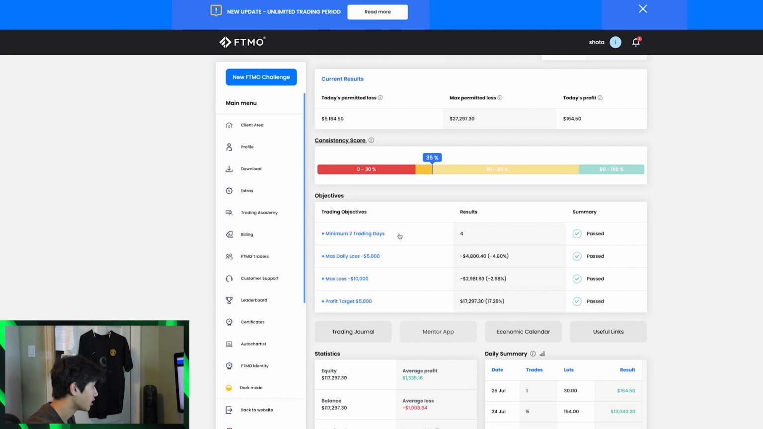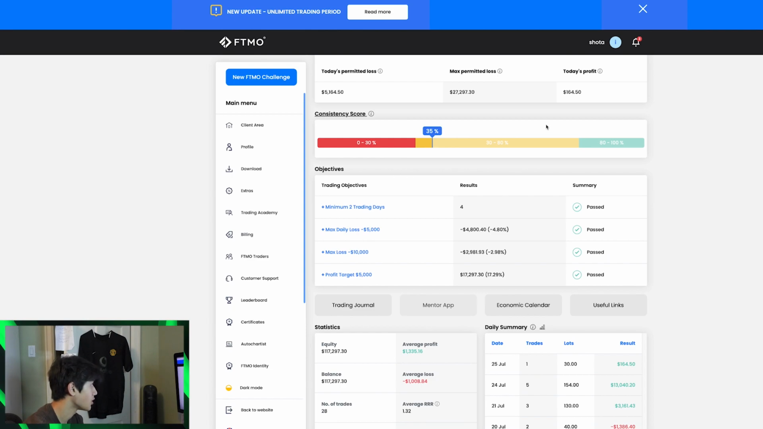So again, minimum of trading days. I took 4 trading days, but I already passed in 3. Today I just kind of fooled around, just kept trading. I think MetaTrader as a whole is great to practice on as well, and it shows you your trading journal in the FTMO matrix. Minimum of trading days 4, we passed it. Max daily loss 5k, we almost hit that, but we still passed. We had a 4k max daily loss. Max loss of 10k, never hit that. And profit target 5k, we hit 17k.